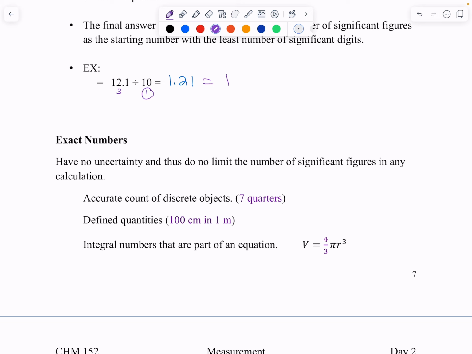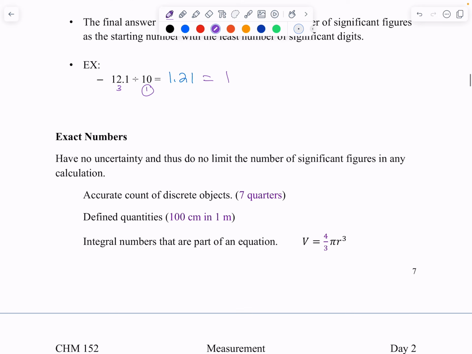Defined quantities, like 100 centimeters in a meter. Also, 2.54 centimeters is 1 inch. That's by definition. That's an exact number. So those will not limit you. Also, these integers right here, 4 and 3, they do not limit you in the calculations.